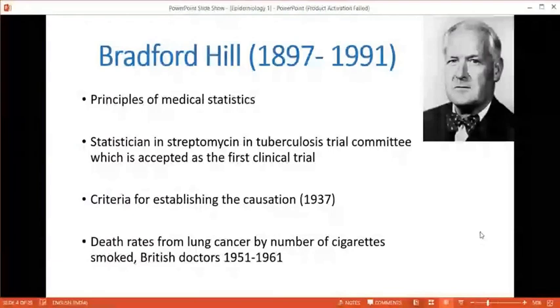Are you able to see now? You are able to see the PowerPoint?